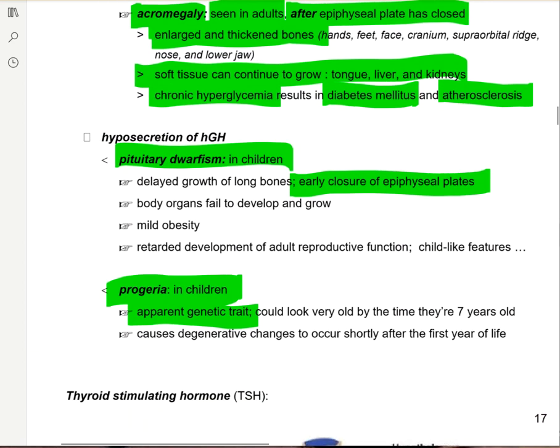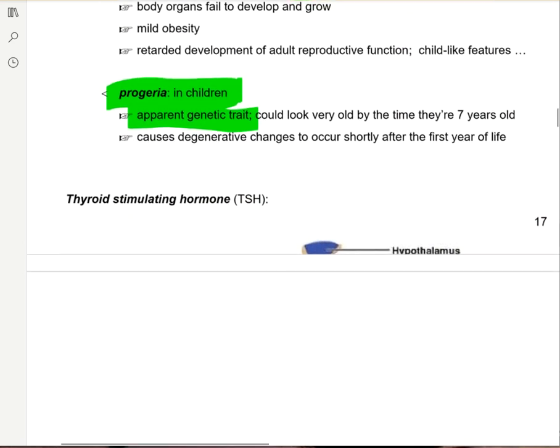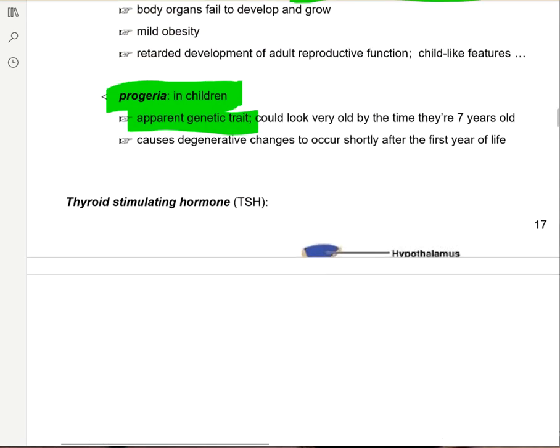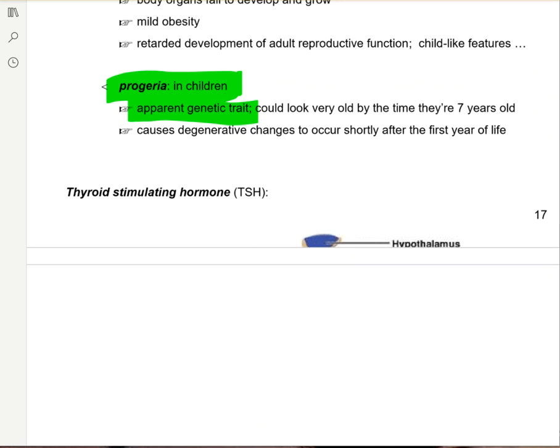Okay, we're going to stop here, and the next one we're going to pick up is going to be the thyroid stimulating hormone, and we'll put that on the next page.